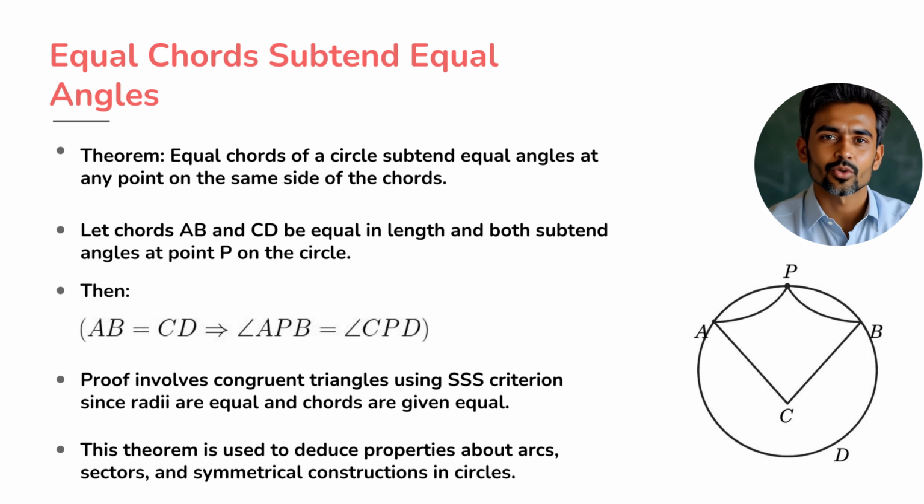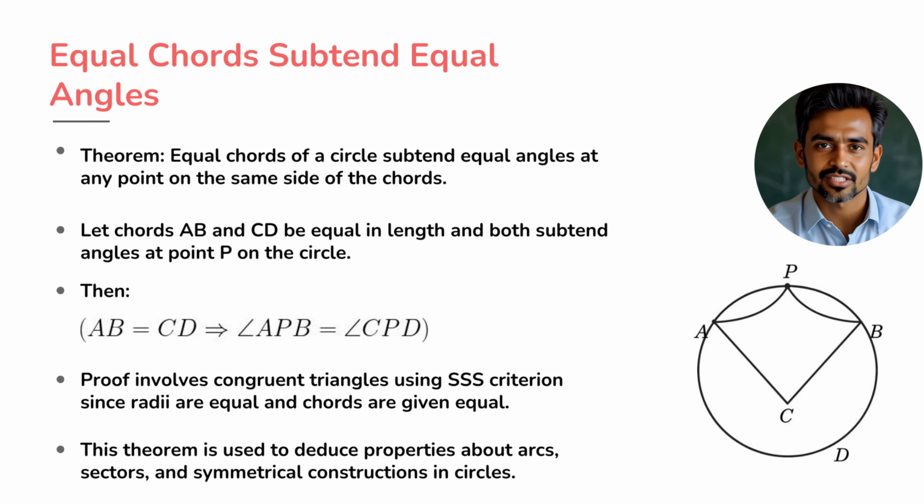Let's begin with a beautiful theorem about circles. The theorem says, equal chords of a circle subtend equal angles at any point on the same side of the chords. Imagine a circle where we have two chords, AB and CD, and both are equal in length. Now, if we take a point P on the circle and join AP and BP, and similarly join CP and DP, the angles formed at P are equal.